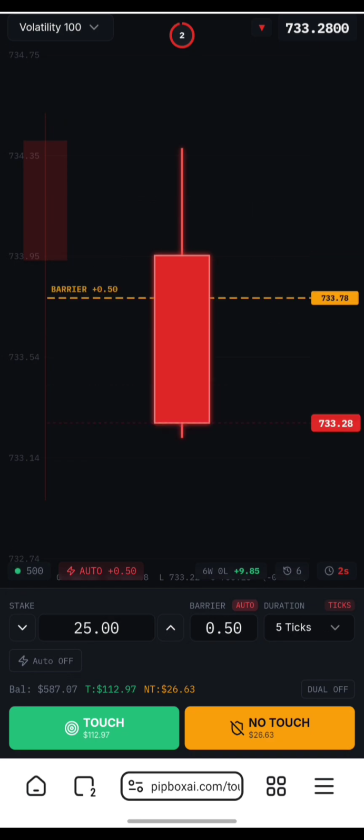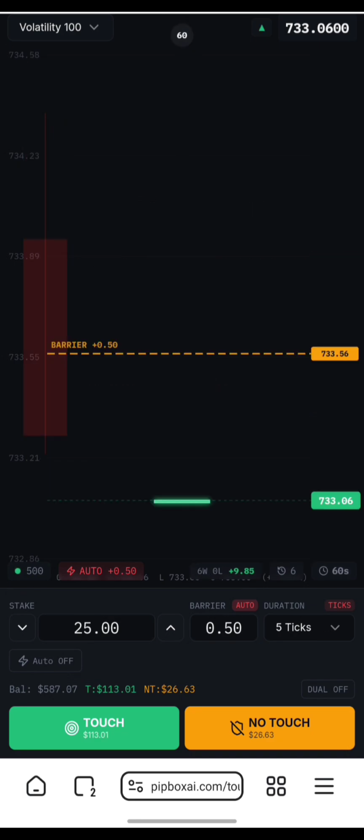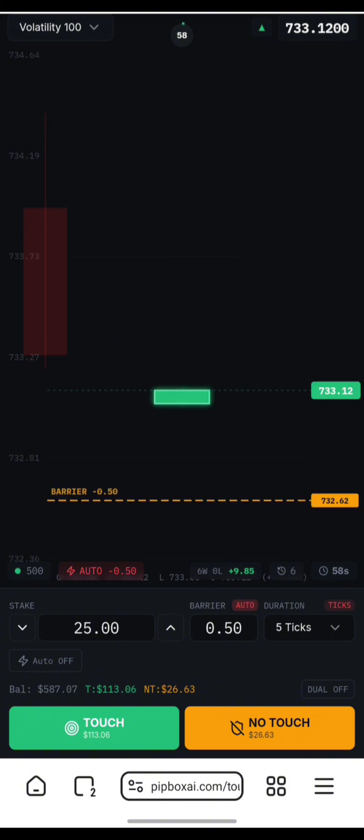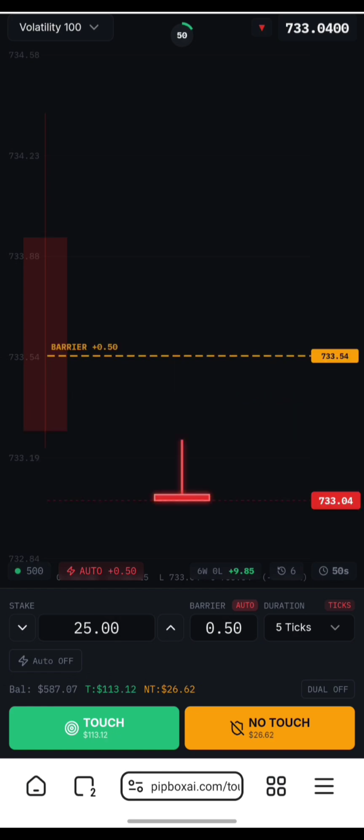That is also another secret that comes with this strategy. Okay, guys, if you stake high, you're going to make faster profits and higher profits, and that means you're not going to stay too long in the market.